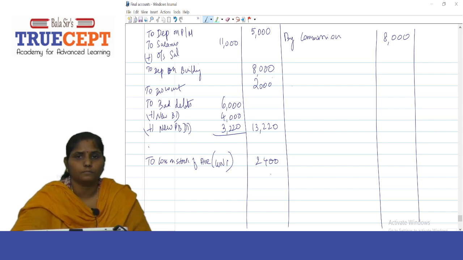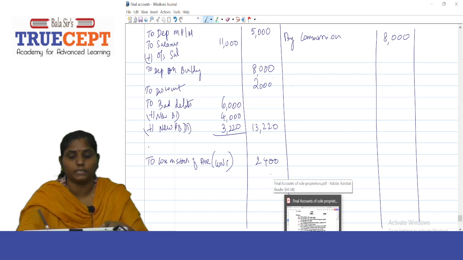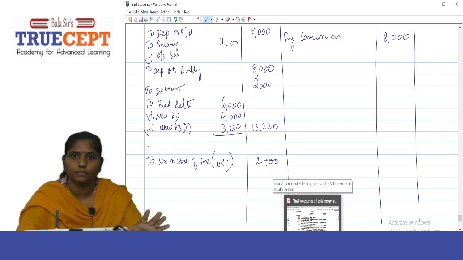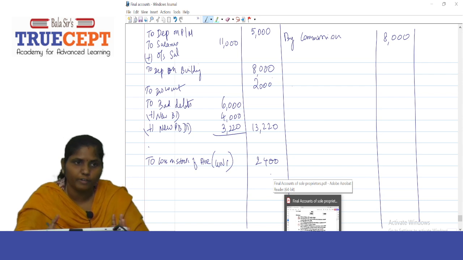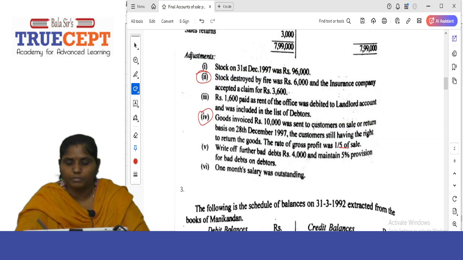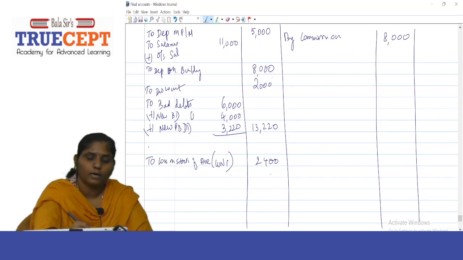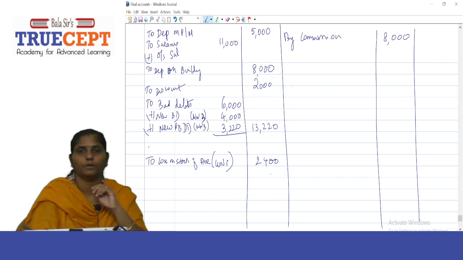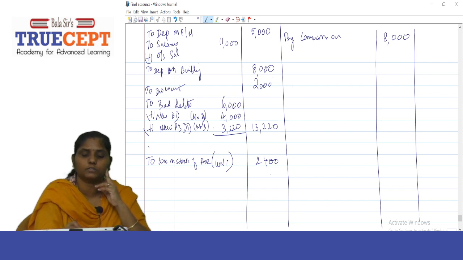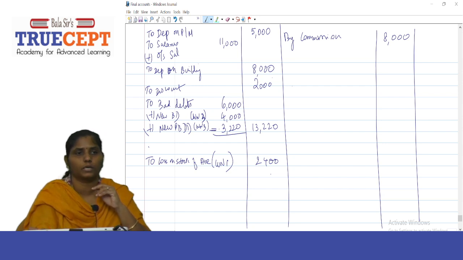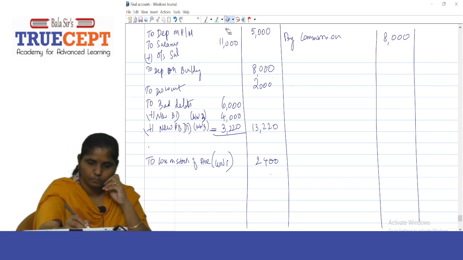Clear? Any doubts? Alright. Now in the second place, this 4,000 and 3,220 has already been dealt with because we did it in the debtors working note. Clear? You can refer to working note number 3 if you want to. And also here I am going to make a reference to working note number 3, right? Fine. Especially for this 3,220, I have to mention the working note. Clear? Yes. What other adjustments are there?